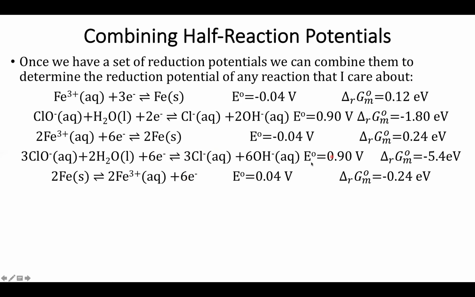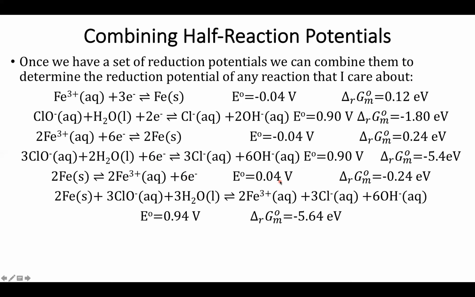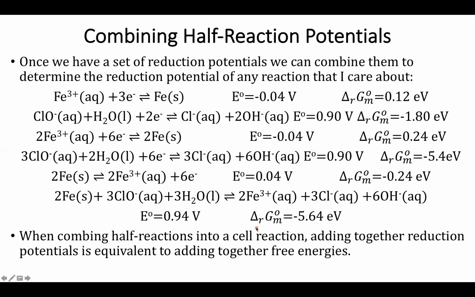So this means I can then go ahead and simply add together my potentials to give me a value of 0.94, and again, add together my Gibbs free energies of reactions to give me a value of negative 5.64. This is the general idea that we're looking at when we're trying to combine two half reactions together to make one net reaction.